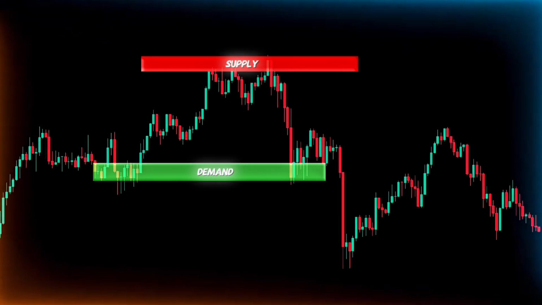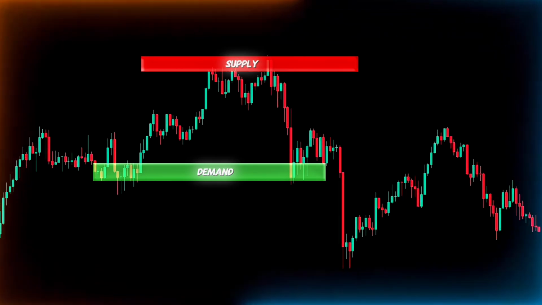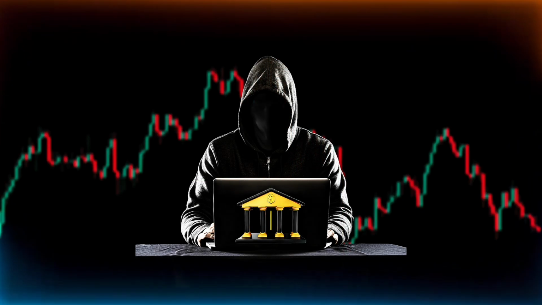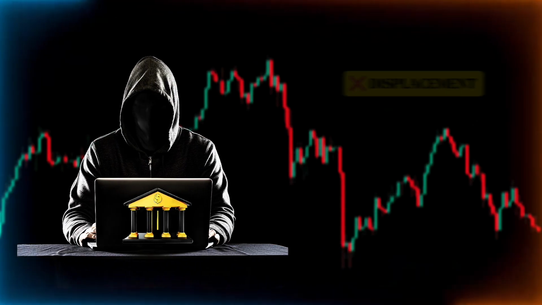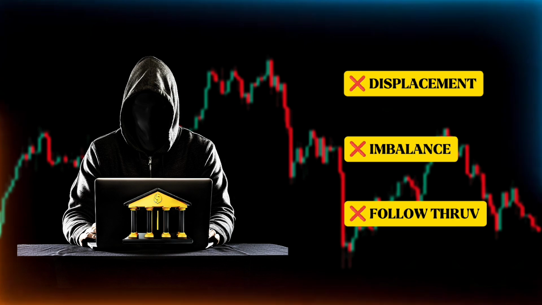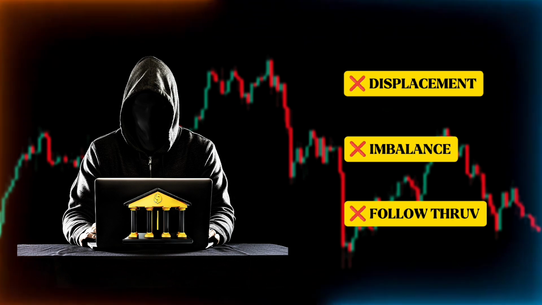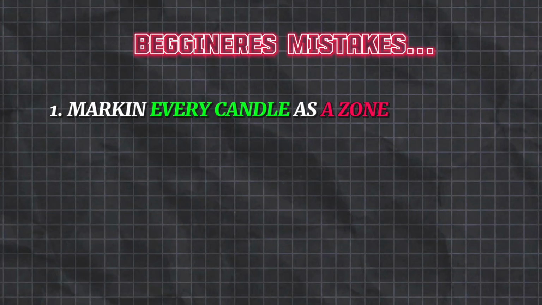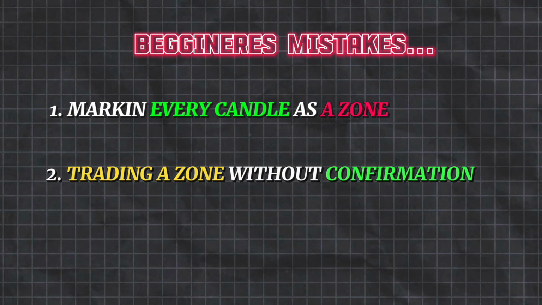But a zone is not just a candle. It's the area where institutional orders were placed. If there's no strong displacement, no imbalance, and no follow-through, it's not a zone. It's just noise. Mistake 2. Trading a zone without confirmation.